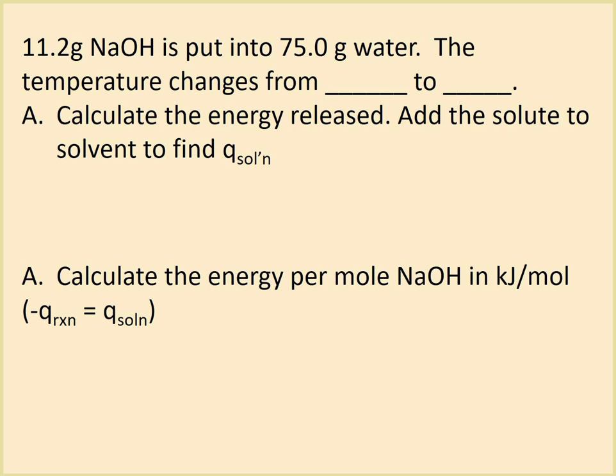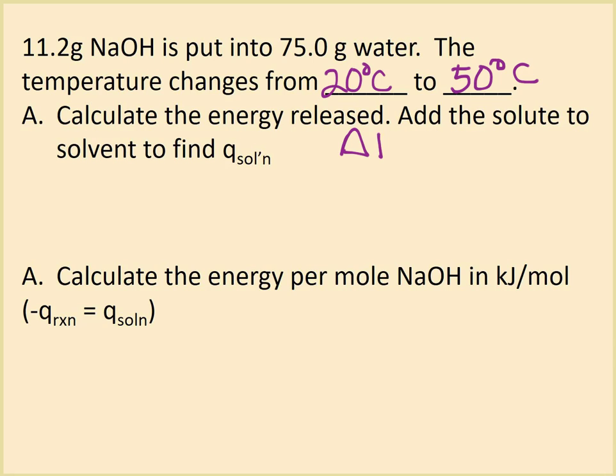Let's do a sample problem. If I take 11.2 grams of sodium hydroxide and put it into 75 grams of water, and then we'll take the initial temperature and let's say it's 20 degrees Celsius. As sodium hydroxide dissolves in the water, it is going to give off heat. So this is an exothermic reaction. Let's say it stops at 50 degrees.